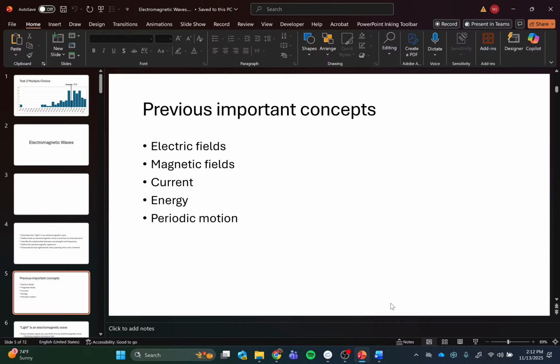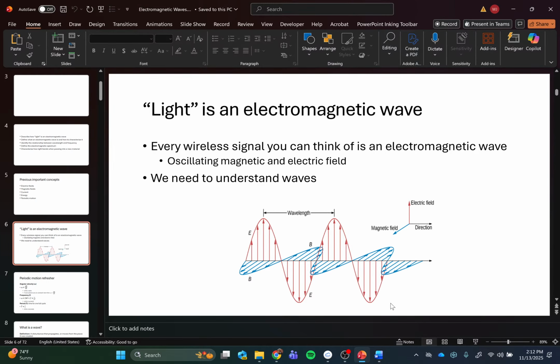I guess the real fields are, whatever you want to take that to mean. All right, so, great. First thing, just to sell it, light's an electromagnetic wave. There's a picture of it. We're going to see this 30 slides from now. We're going to see it again.